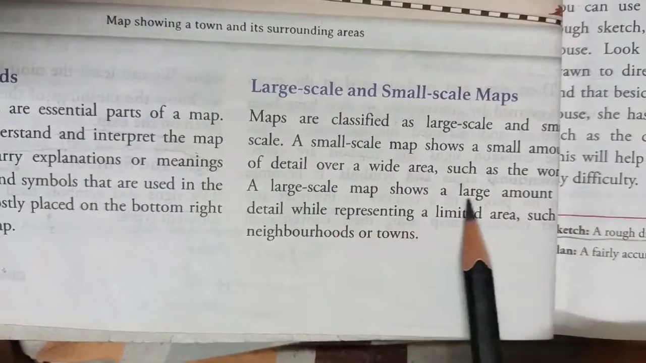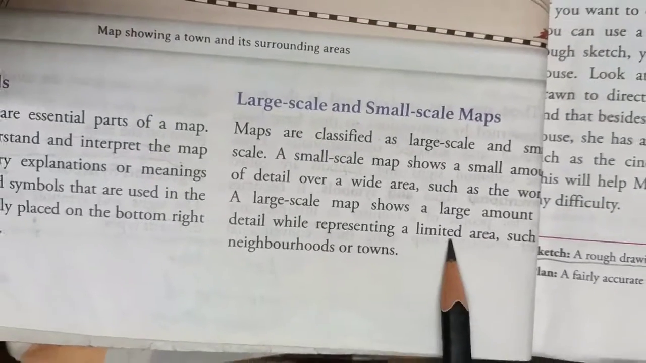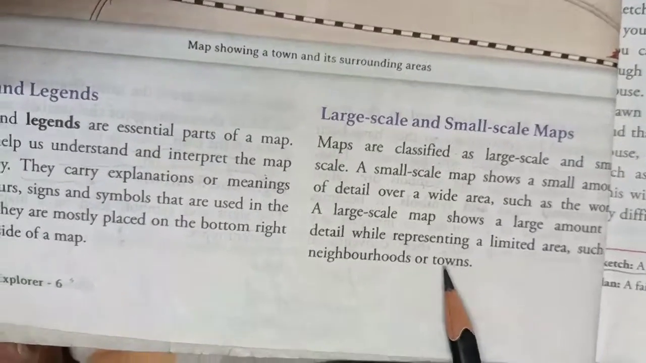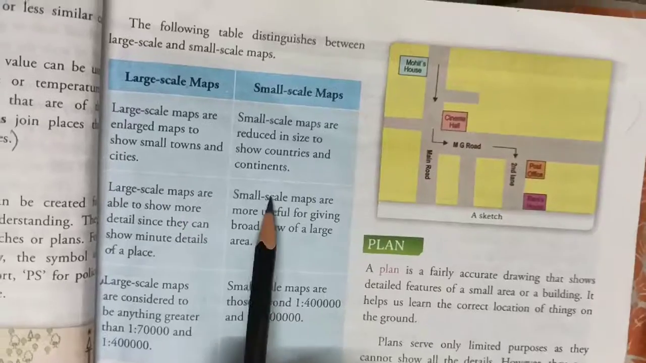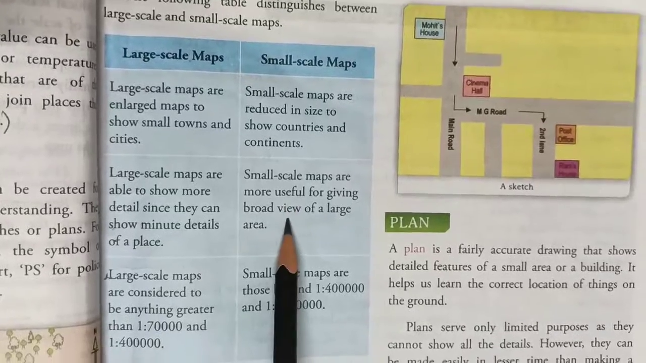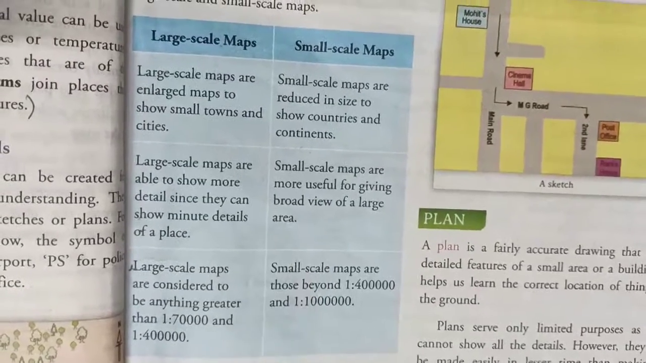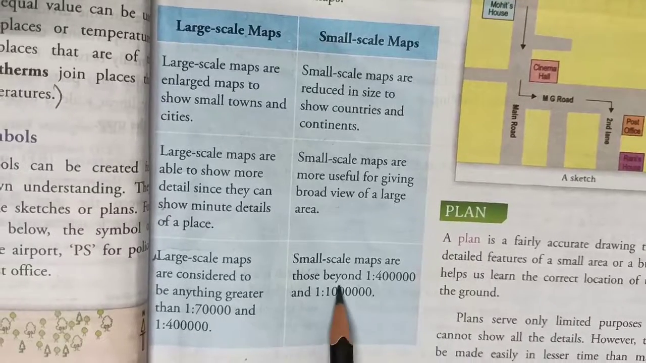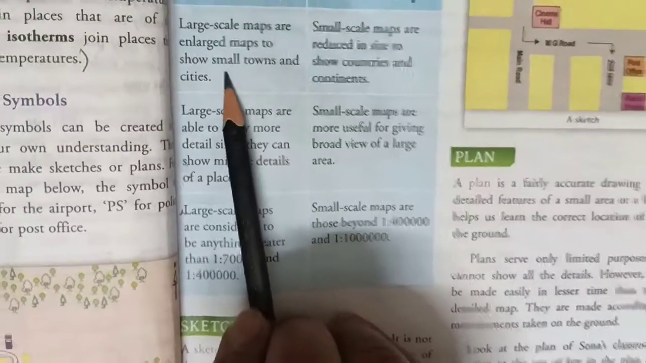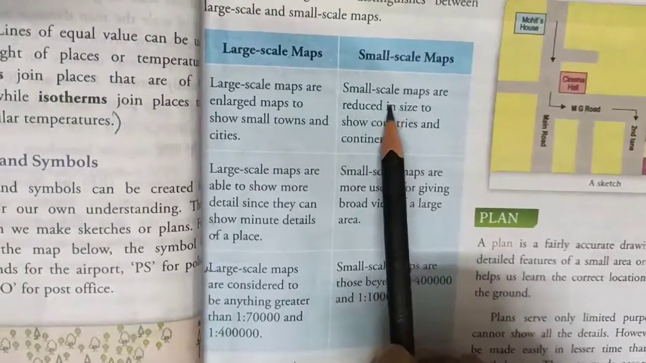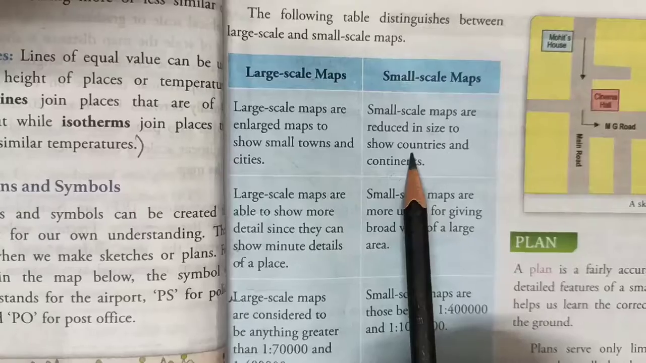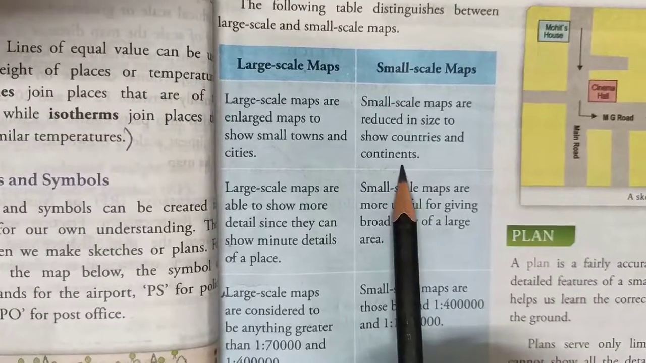Then a large scale map shows a large amount of detail, but it is of a small or limited area, such as our neighborhood or the town. Now children, here you can see a table which tells you about the difference between the large scale map and the small scale map. So it is the same as what I have explained. Large scale maps are enlarged maps, and they show small towns and cities. On the other hand, small scale maps are reduced in size, but they show big areas, as I told you, like countries and continents.